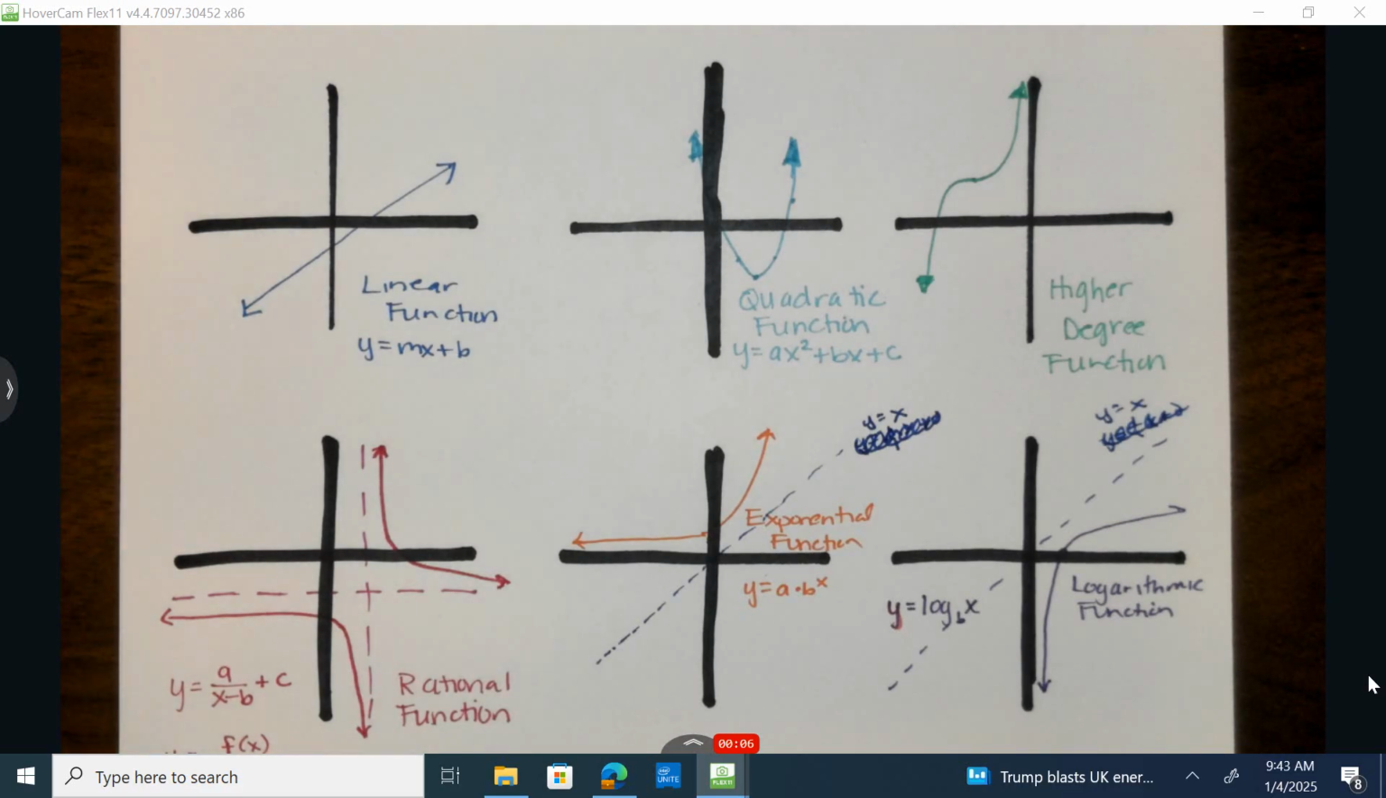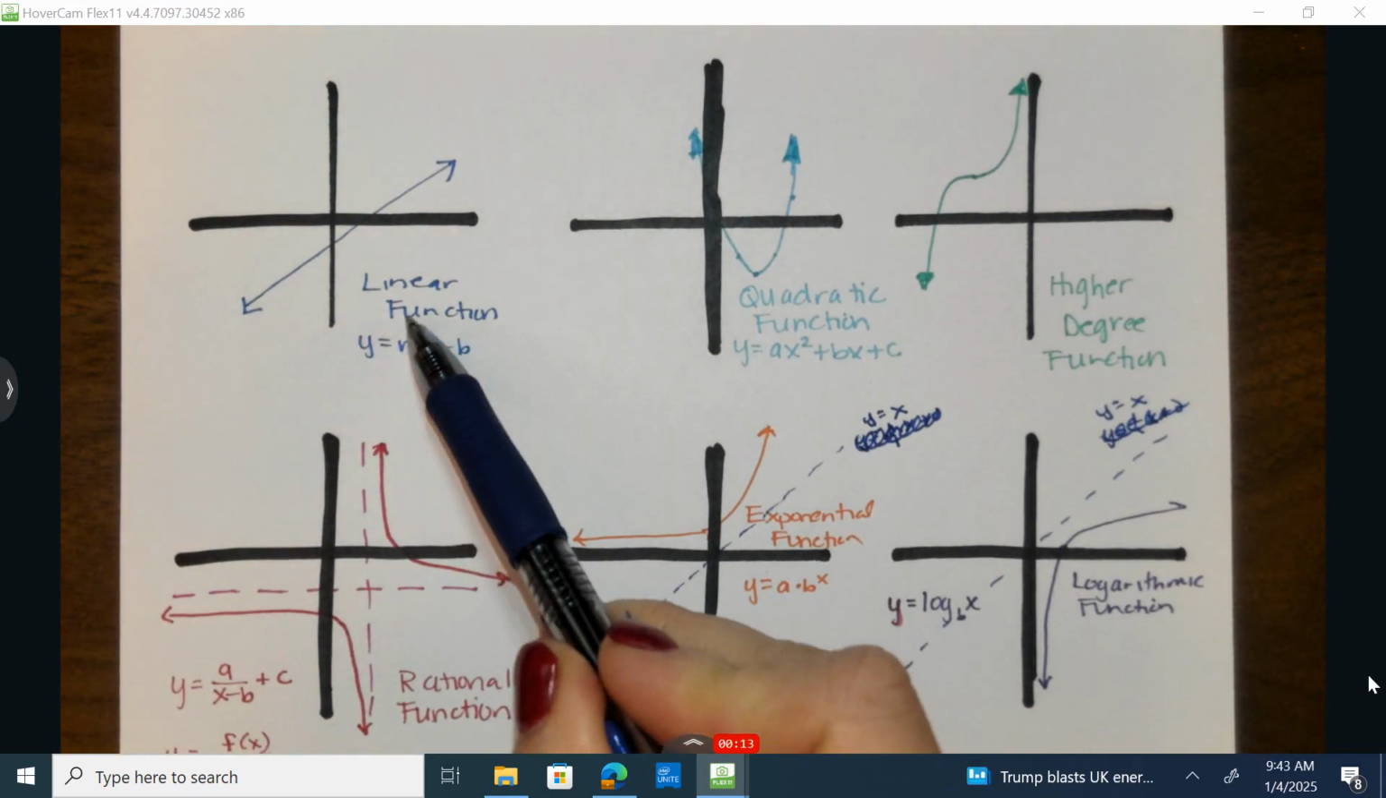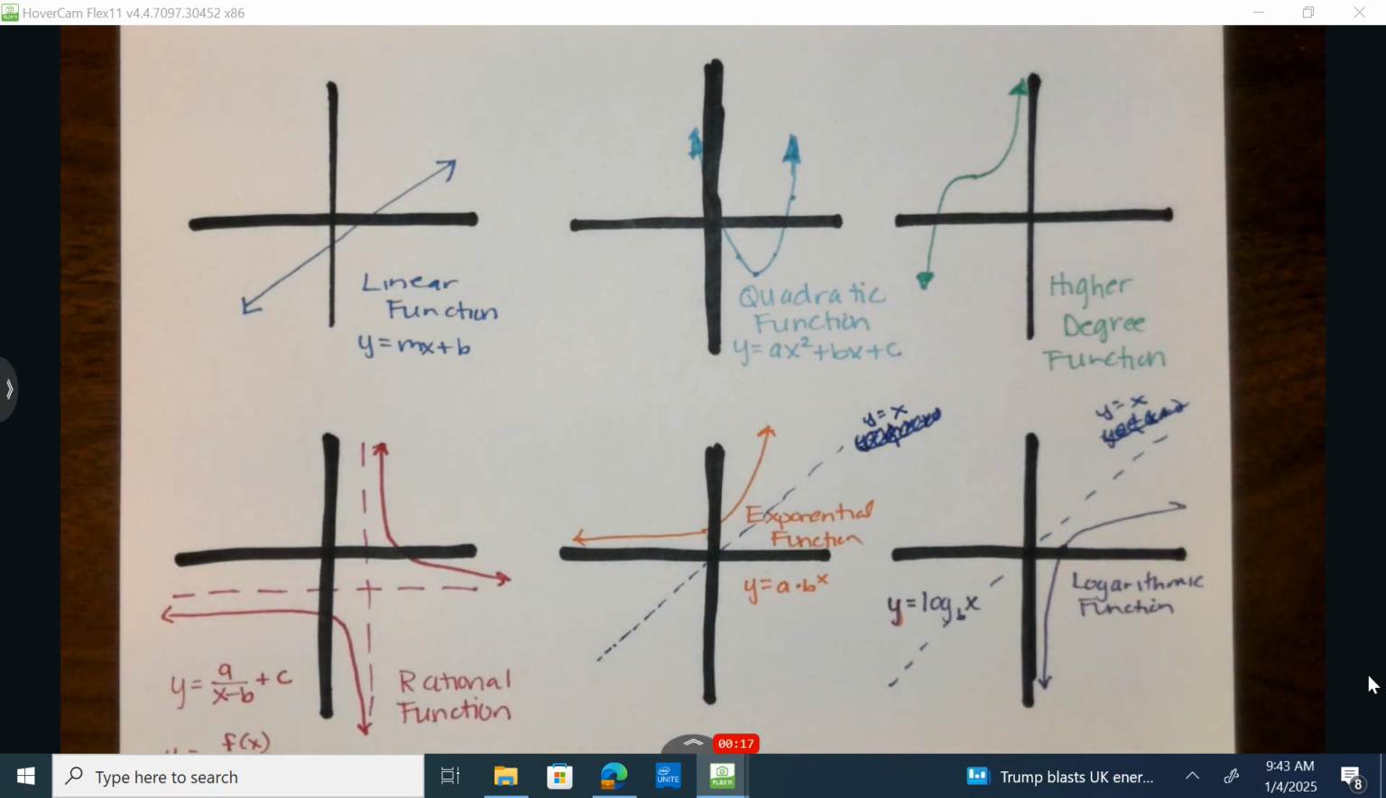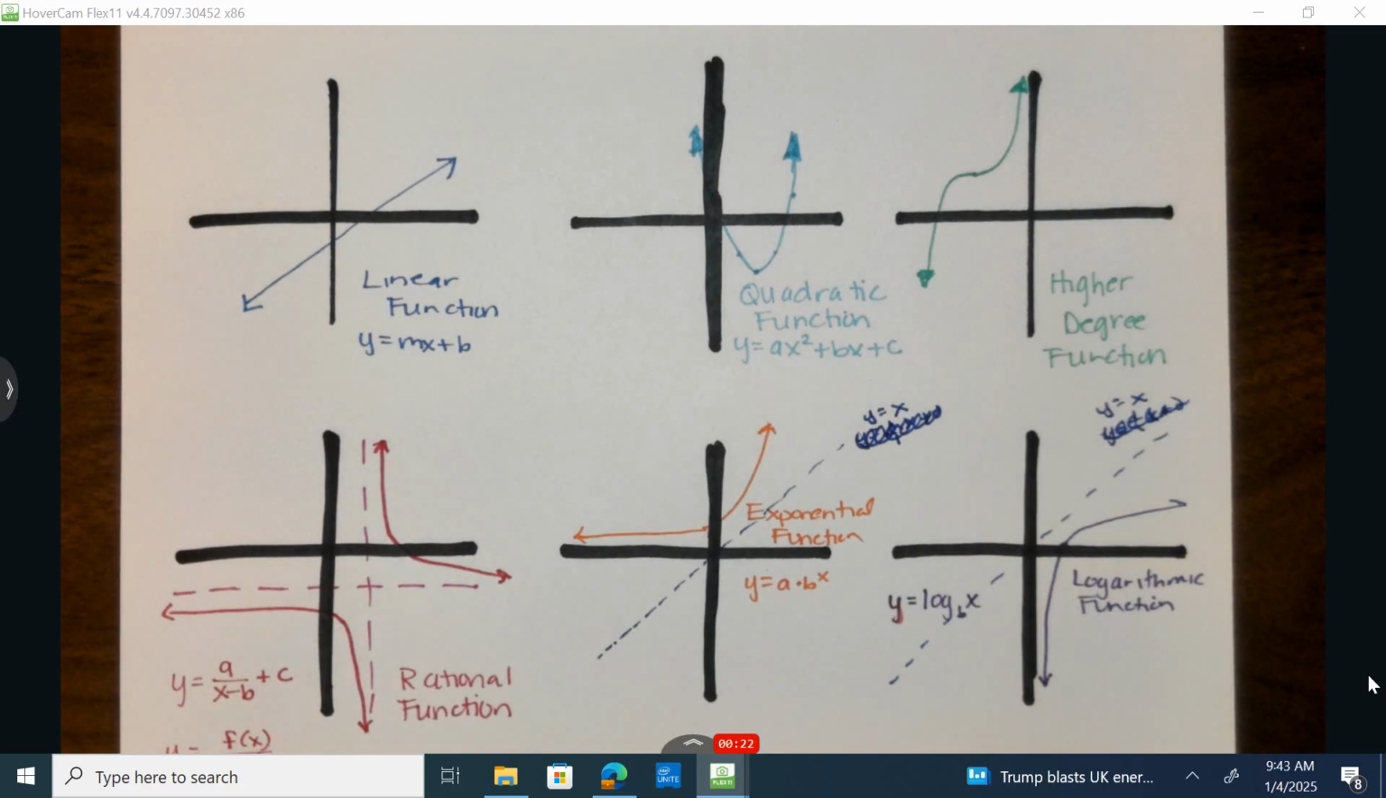We're going to start by diving in and looking at some of the equations that we've already examined this school year. The first is a linear equation. Then we have quadratic, and then we have higher degree equations such as cubics or quartics. Now, each of these is an example of a function.